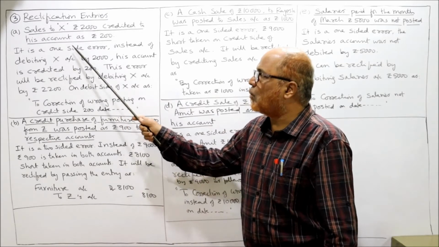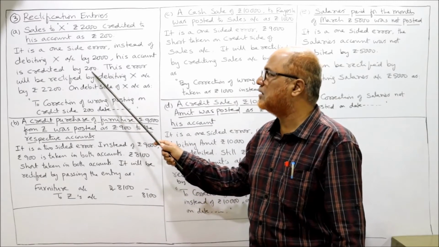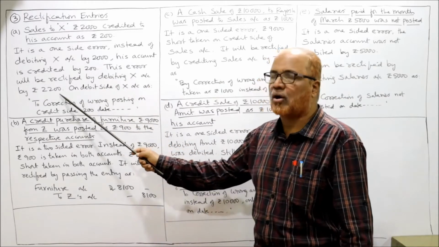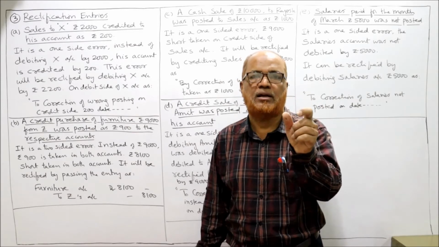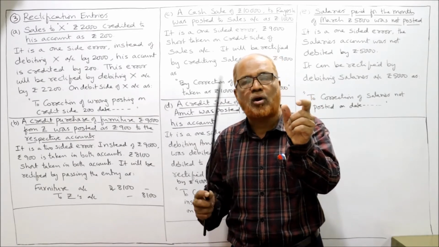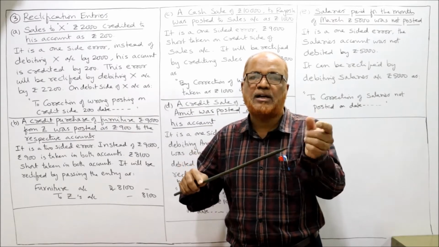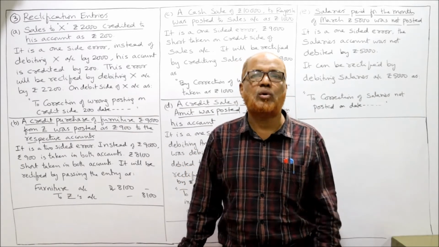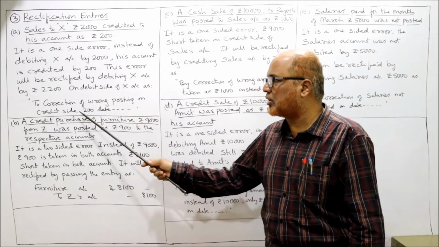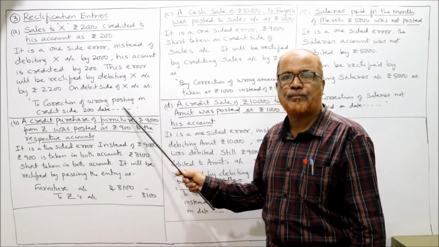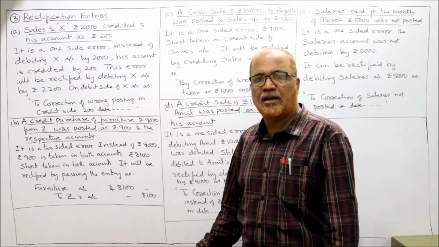So how to rectify? It is a one-sided error. Instead of debiting 2000 rupees, his account is credited by 200. This error will be rectified by debiting X account by 2200. So X account debit side we have to take 2200. Out of this 2200, 200 by wrongly we have taken on the credit side. To cancel that, we are debiting 200. And 2000 rupees which we have not debited, now we are debiting. So totally 2200 rupees we have to debit to X account. So on debit side of X account, we should write to correction of wrong posting on credit side 200, dated so and so. This we should take it on the debit side of X account. That's it.